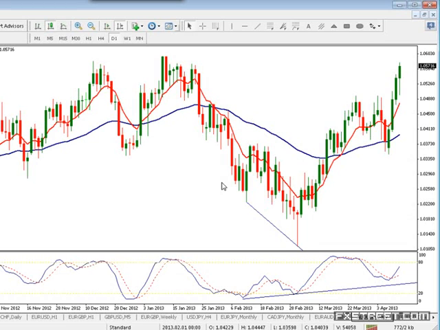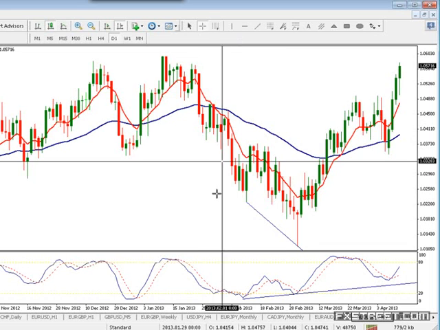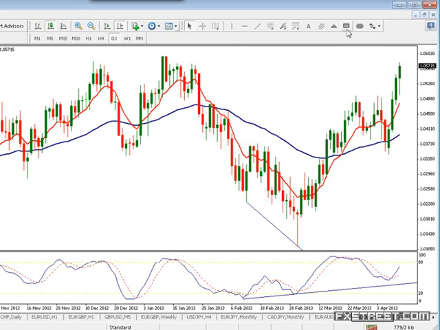Forget about the targets for the time being. Let's just talk about the entry. In this case, we entered somewhere. Let's take a simple support resistance level. If I plot a line somewhere over here, or let me plot a band somewhere over here.